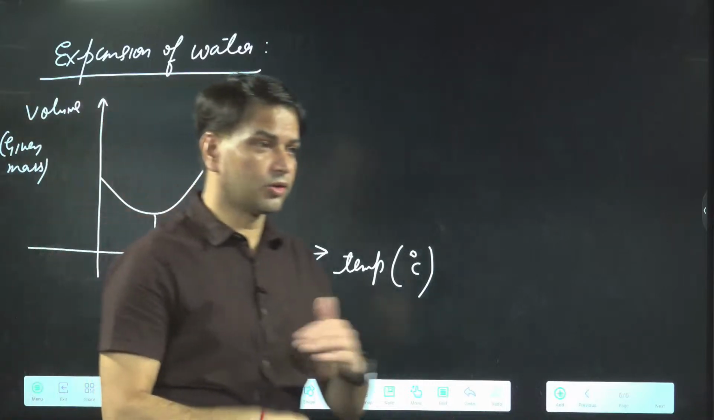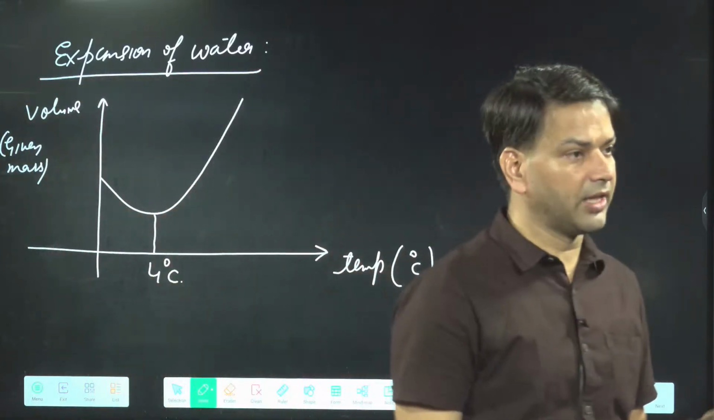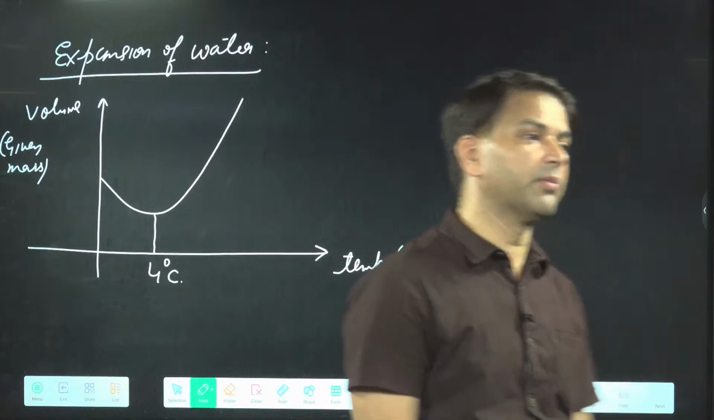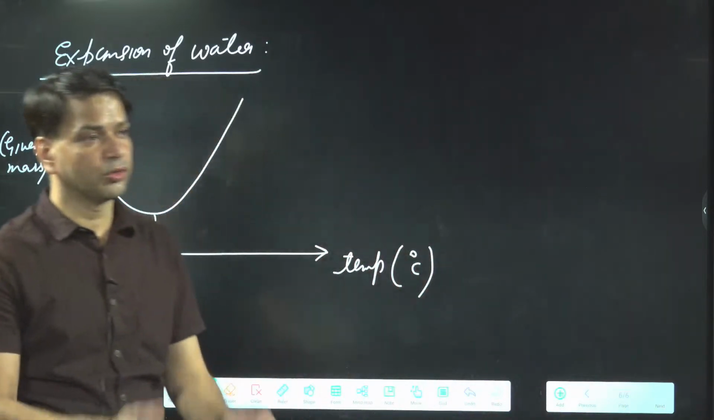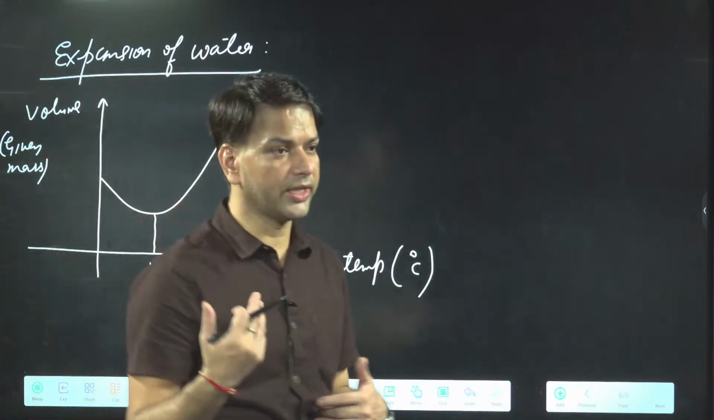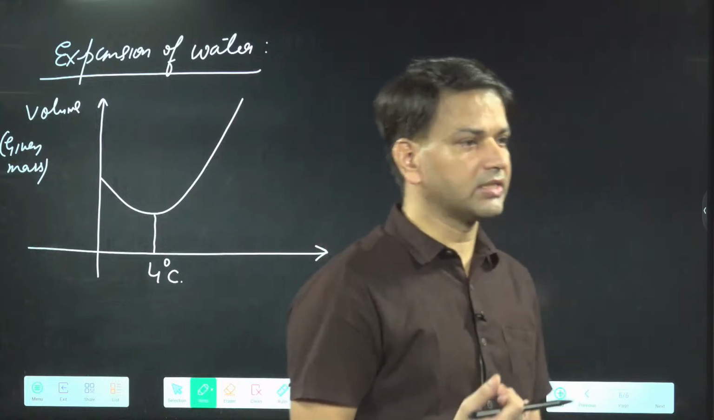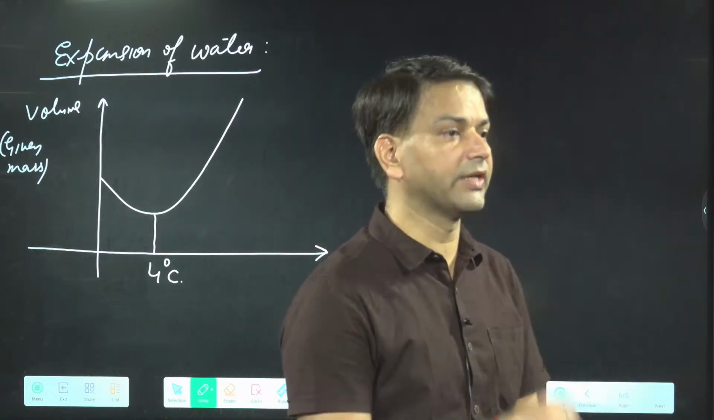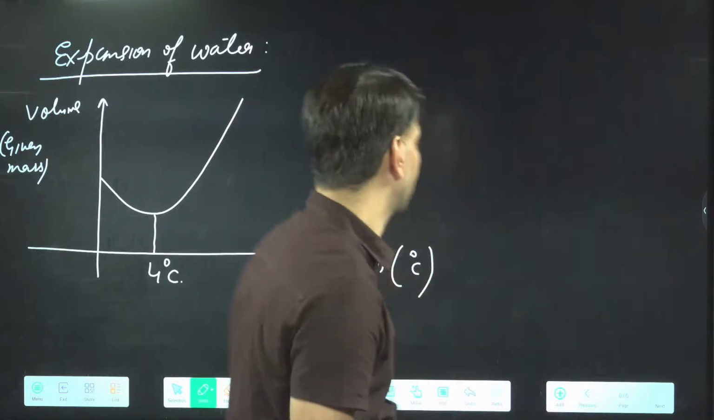So if I draw the graph between density and the temperature for the given mass, what graph will I get? Density is mass by volume. Volume is minimum at 4 degrees C, so density will be maximum at 4 degrees C. So you will get a reverse graph.